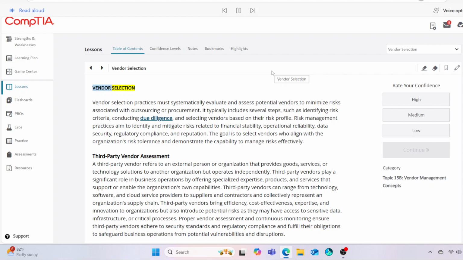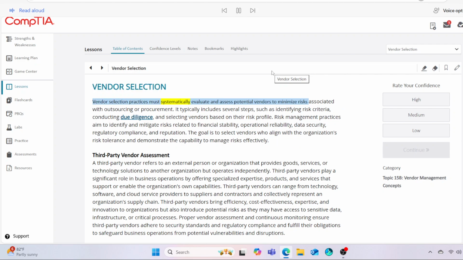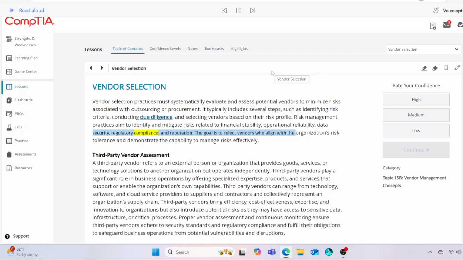Vendor selection. Vendor selection practices must systematically evaluate and assess potential vendors to minimize risks associated with outsourcing or procurement. It typically includes several steps, such as identifying risk criteria, conducting due diligence, and selecting vendors based on their risk profile. Risk management practices aim to identify and mitigate risks related to financial stability, operational reliability, data security, regulatory compliance, and reputation.